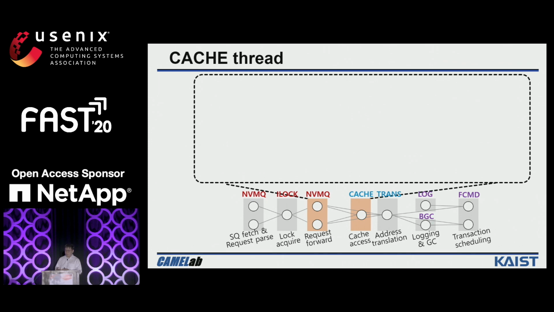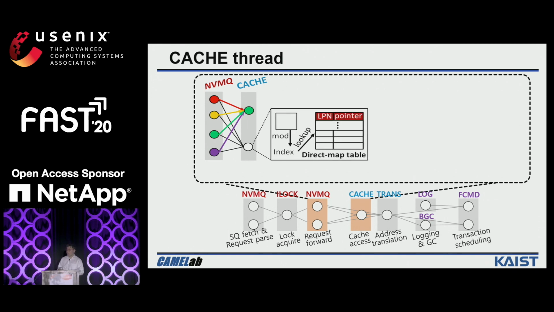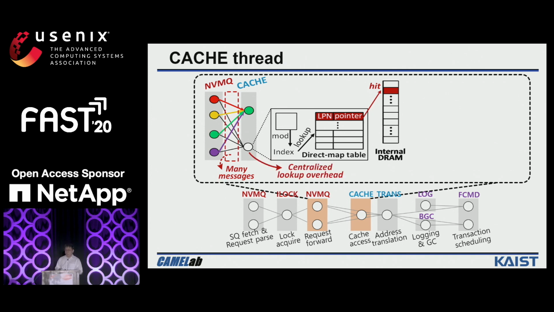NVMQ threads need to communicate with the cache thread to check if data exists in the DRAM buffer. The cache threads usually maintain a direct map table. Each entry will record the logical page number of the stored data and the corresponding location in the DRAM. However, the communication between the NVMQ and the cache can be an overhead because the NVMQ has to inquire for every request. In addition, we cannot allocate many cache threads. In this case, the cache threads can be a centralized lookup overhead.